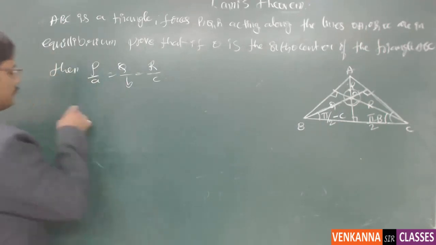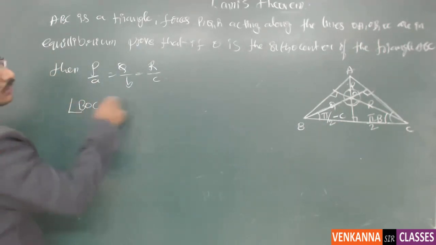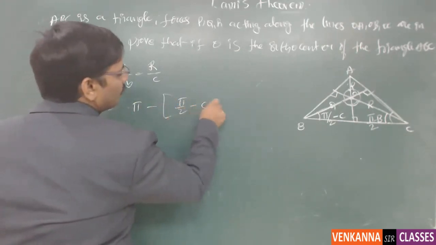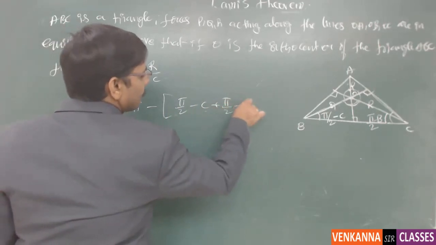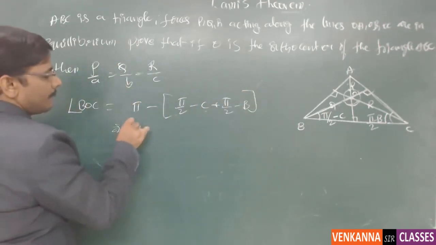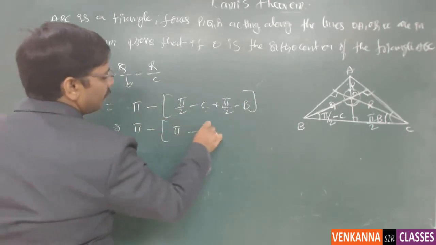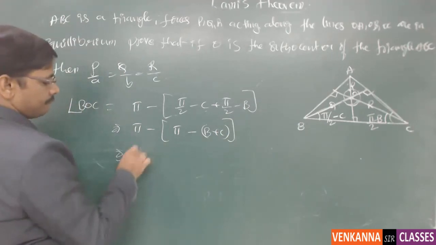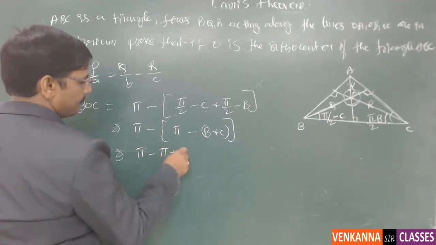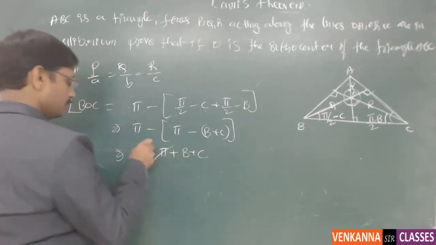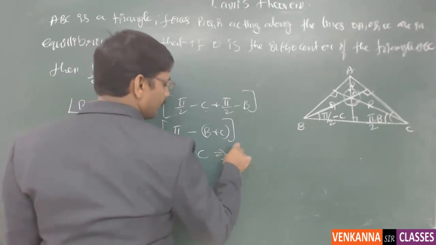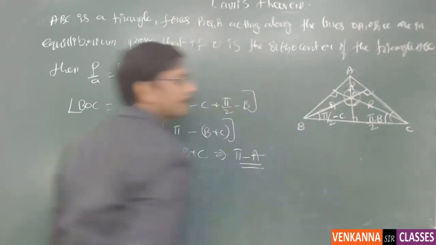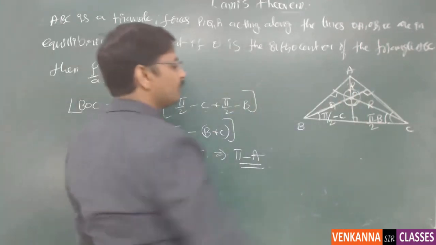So angle BOC is equal to 180 minus the sum of these two: pi by 2 minus C plus pi by 2 minus B. So this is pi minus (B plus C), which is pi minus pi plus B plus C. These two will cancel out, and B plus C is nothing but pi minus A. So finally you got to know that this angle is pi minus A. Similarly the other angles are pi minus B and pi minus C.